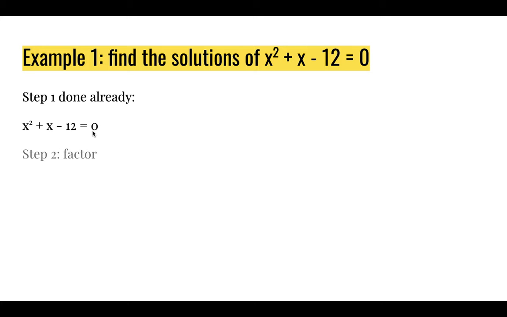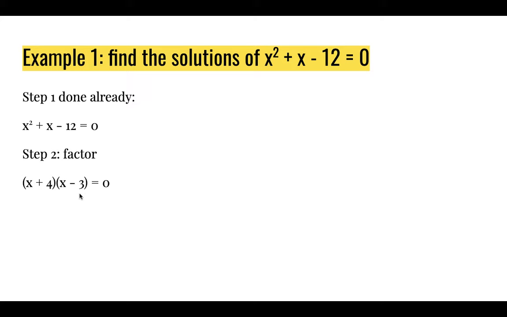The second step is to factor this. To factor this, you need to find two numbers that multiply to give negative 12 and add to give positive 1. So that's positive 4 and negative 3. So we write this in our binomial form.